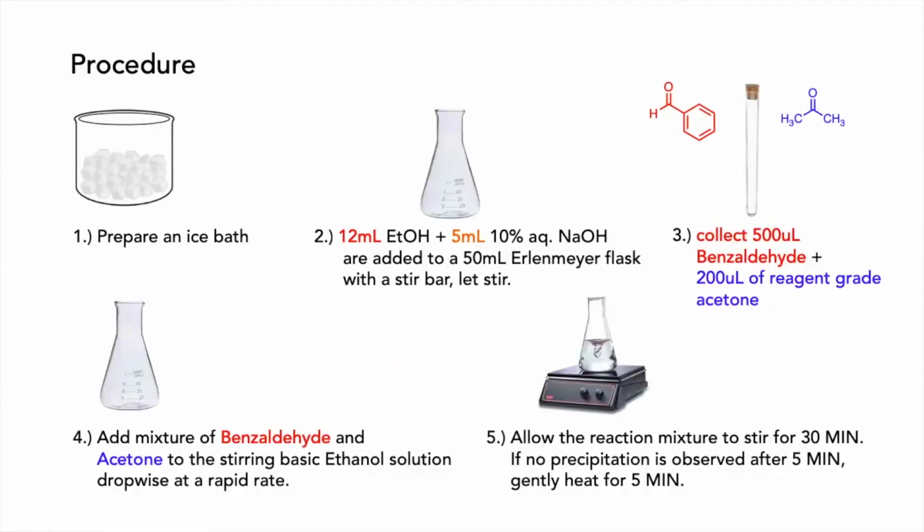The procedure for this reaction is to first prepare an ice bath. The second step is to generate the enolate. So you're going to add 12 milliliters of ethanol and 5 milliliters of sodium hydroxide to an Erlenmeyer flask. And then you're going to collect your test tube with 500 microliters of benzaldehyde and 200 microliters of acetone. And then you're going to slowly add the benzaldehyde acetone mixture to the ethanol.